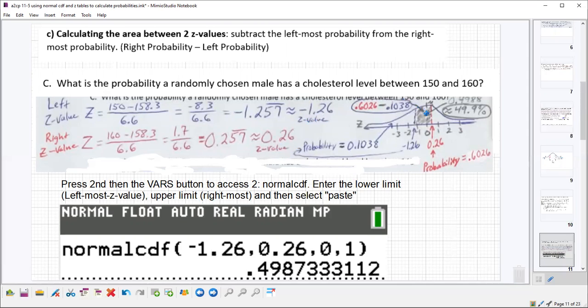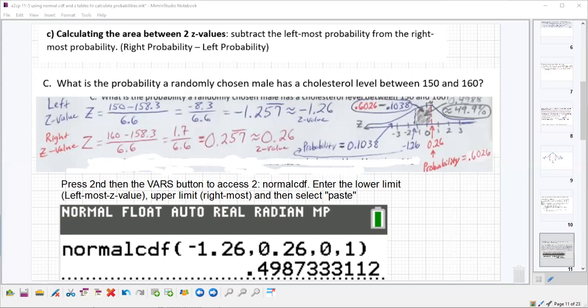To do this on a calculator, if you do have your calculator out, you might try to press the second button and then the vars button. So just real quick, second, and then vars is right under the arrows here. And when you do that, you're going to be given an option. You want to select option 2. We never want to select normal PDF. Right now, we just want CDF.